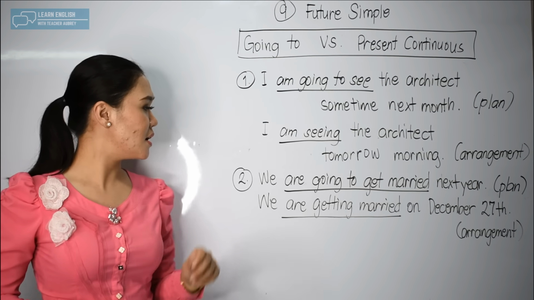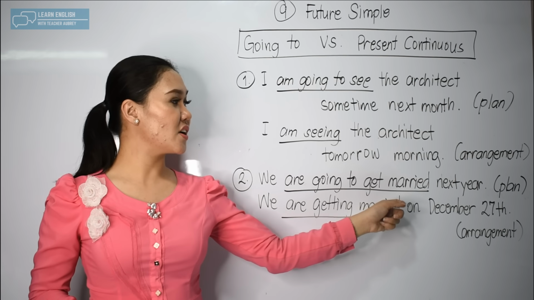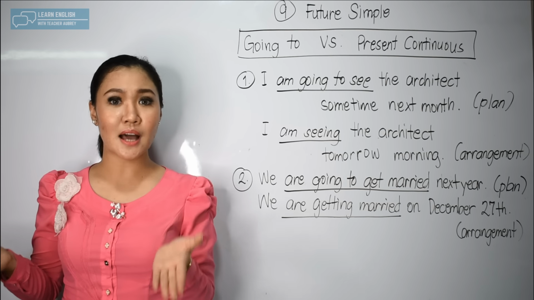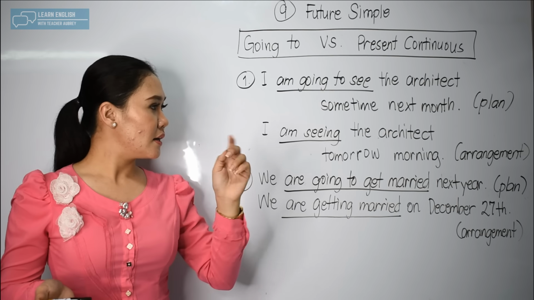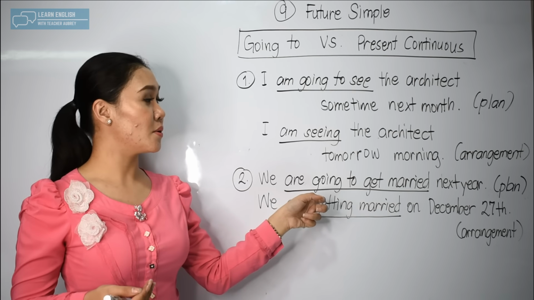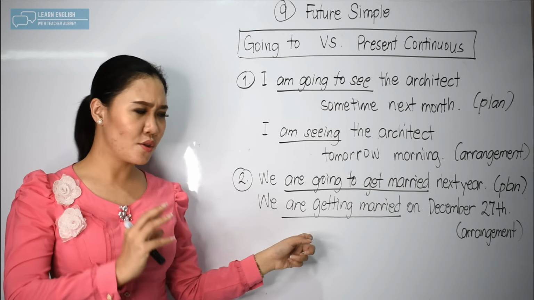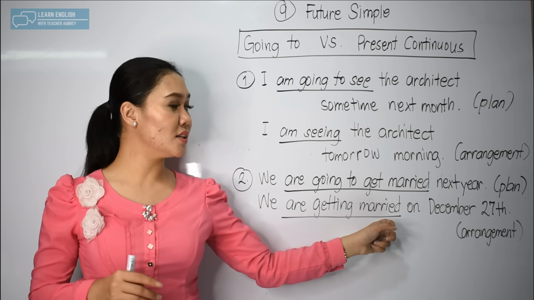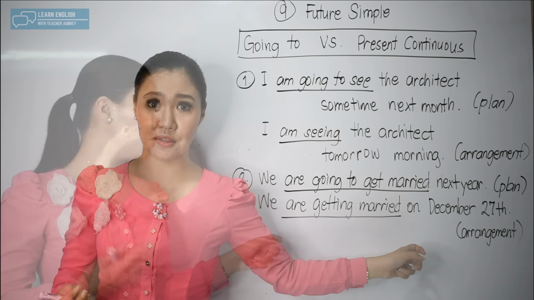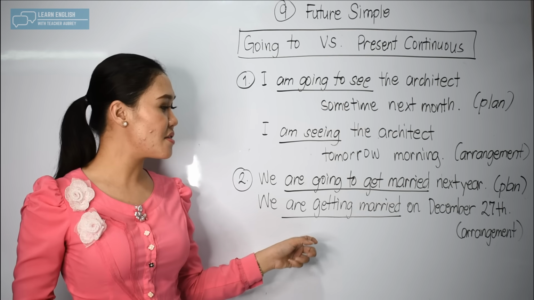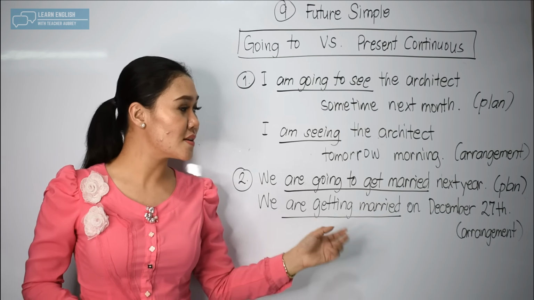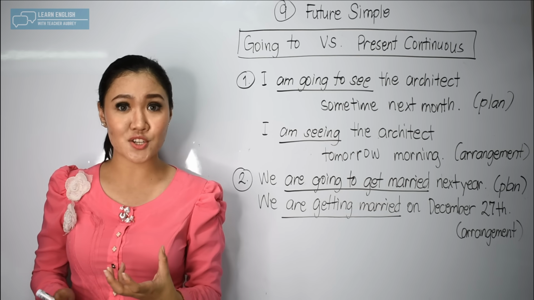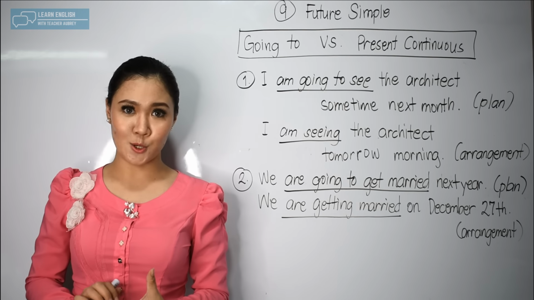Another example: we are going to get married next year. May plano na magpapakasal kami sa susunod na taon. Ang ginamit ay going to dahil mayroong plano. While, on the other hand, dito naman sa pangalawang halimbawa, we are getting married on December 27th. Ang ginamit rito ay present continuous dahil may fixed arrangement. May tiyak na petsa kung kailan gagawin yung kilos.